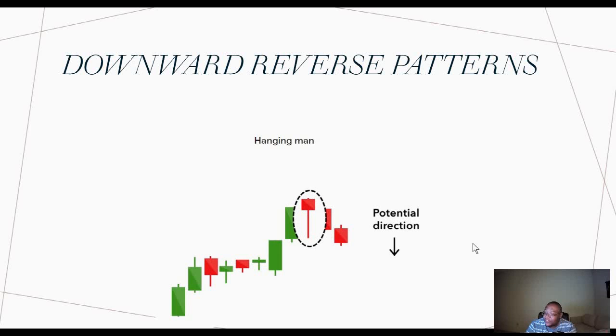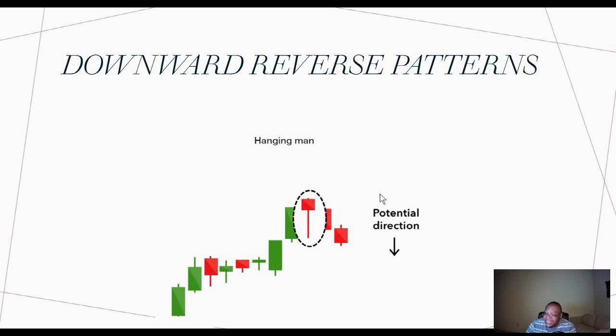The first one is called a hangman. Once again, it's a hammer, but it's red, right? Red with the long wick at the bottom. The stock is going good, and then next thing you know, you see red, and you see this wick. This is pressure. This is saying, yes, the sellers came and they pushed it down. The buyers came back and got it up. However, the buyers were still overwhelmed by the sellers. Even though they didn't get it down to where they wanted it, the pressure is still there. So when I see this, I jump ship.